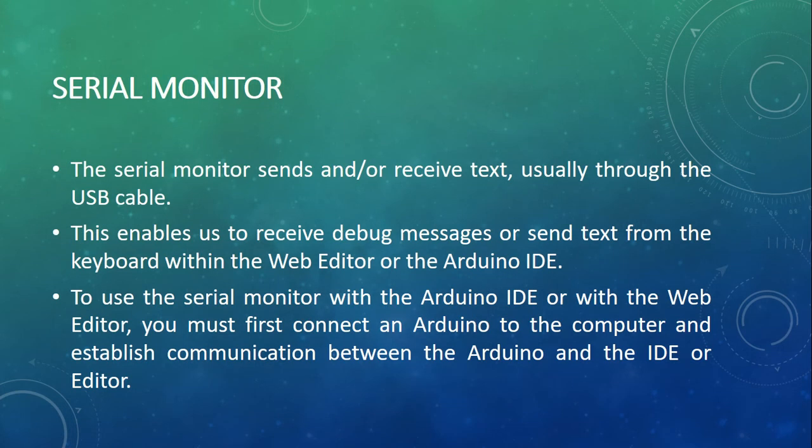Okay, so we are already finished with the interfaces of the Arduino IDE and the Arduino web editor. Then we'll go to the next important part of the Arduino IDE and the web editor, and this is called the serial monitor. The serial monitor sends and or receives text, usually through the USB cable. This enables us to receive debug messages or send text from the keyboard within the web editor or the Arduino IDE. To use the serial monitor with the Arduino IDE or with the web editor, you must first connect an Arduino to the computer and establish communication between the Arduino and the IDE or the editor. So again, to use the serial monitor, you have to make sure that the Arduino is connected and properly configured in the computer that you are using, where the Arduino IDE and editor are.